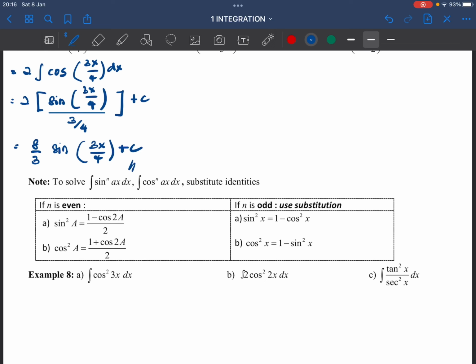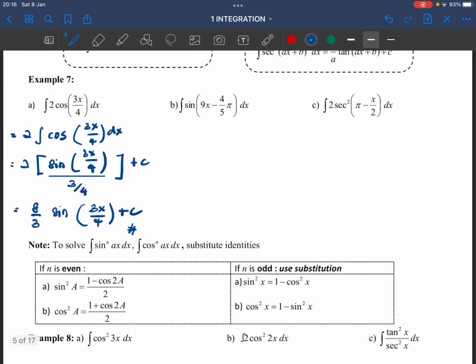Okay. So as I said earlier, if you know your differentiation, you can do your integration. Okay, so here integrate sine, we will get negative cos. Okay, salin je balik dulu. 9x minus 4 over 5 pi. Don't forget this one. Differentiate akan dapat 9. Okay, since kita buat integration, dia kena bahagilah. Divided by 9 plus c. Okay, as simple as that.